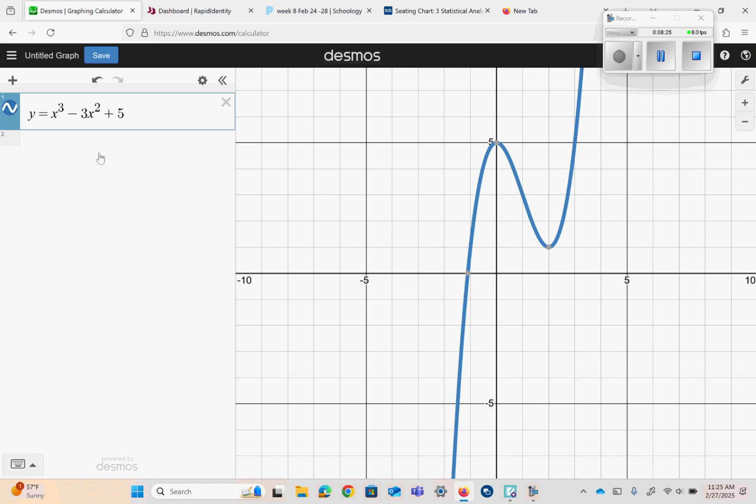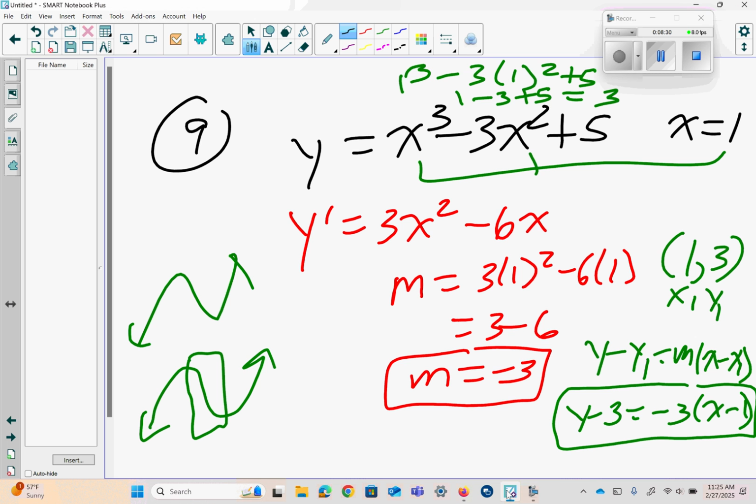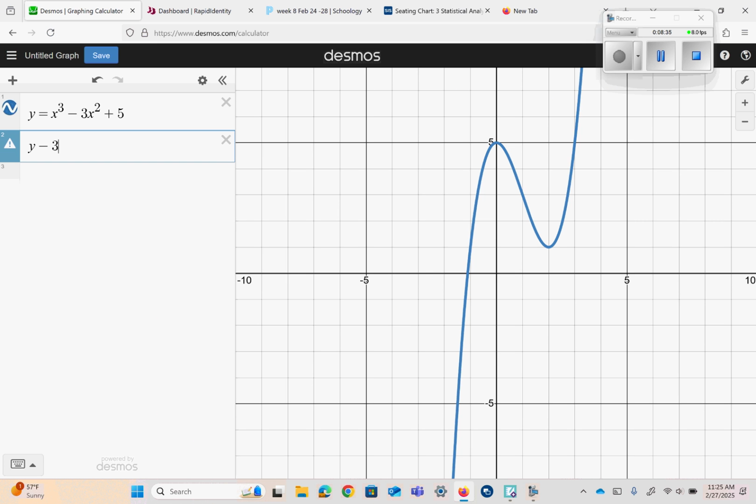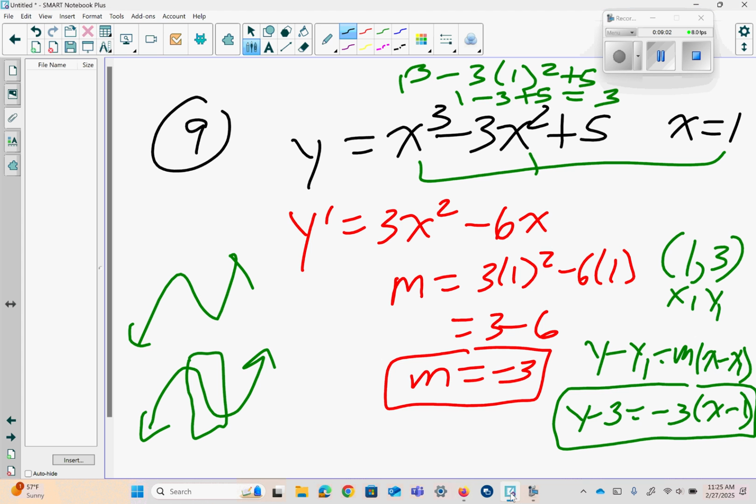And our other equation is going to be y minus 3 equals negative 3 times x minus 1. So this is the point they're talking about. So notice this point of tangency actually kind of goes through the graph twice, and that happens on a third degree polynomial. If you graph the derivative, it's going to show like the end behavior, which is fine, but we're not going to deal with that. All right, number 10.